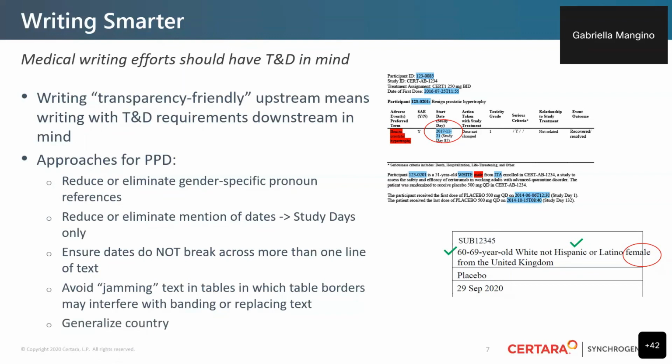And then another simple approach for PPD, which is a very easy approach that you can take while you're writing, is just to generalize the country that the patient is enrolled in the study.